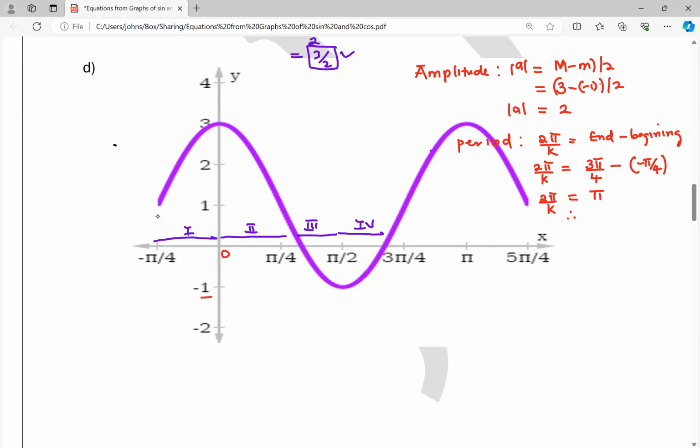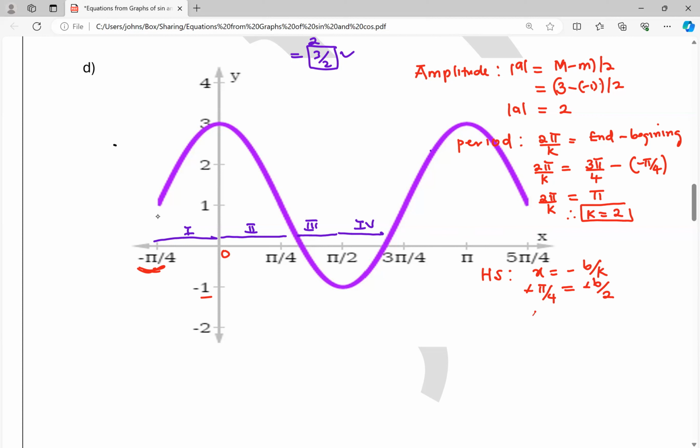And therefore, k is going to be 2 as well. Now the horizontal shift, x is minus b over k. This is going to be minus pi over 4 equals minus b over k, right? I use minus pi over 4 because that is our starting point. So that is our x. So minus will go with minus. And b, we already know what k is. So let's put the value of k. K is just 2.